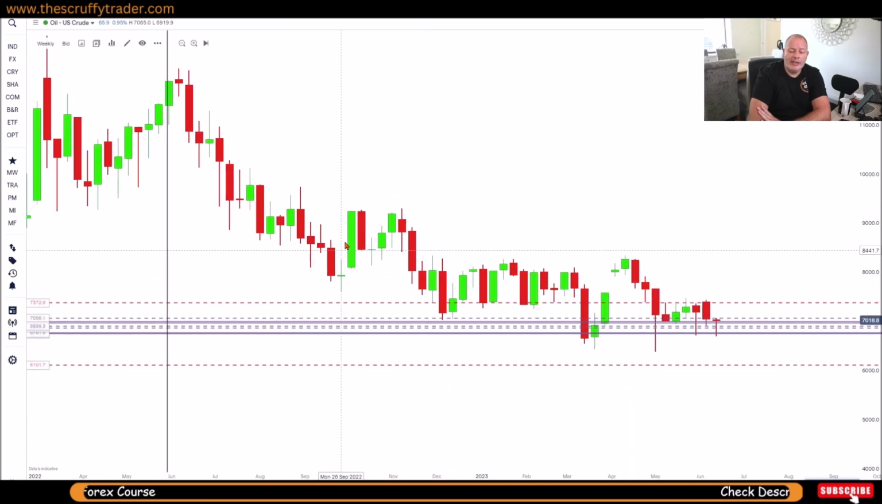What's happening on the weekly? Well, there isn't a strong directional move, and there isn't anywhere that is a definitive top and bottom. So you can't really draw a fib on this, all right? But what you can see is there is definitely a downward trajectory.